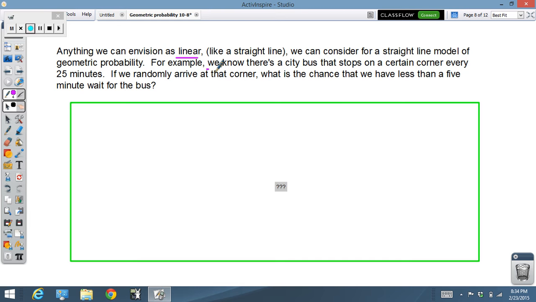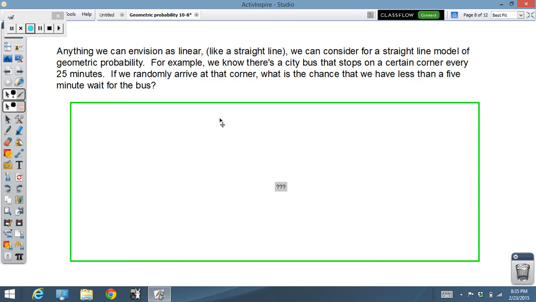For example, I'm going to look at a time example. I know that there's a city bus that stops on a certain corner every 25 minutes. Now, if we randomly arrive at that corner, what's the chance that we have less than 5 minutes to wait for the bus? Okay, so let's take a look at it.